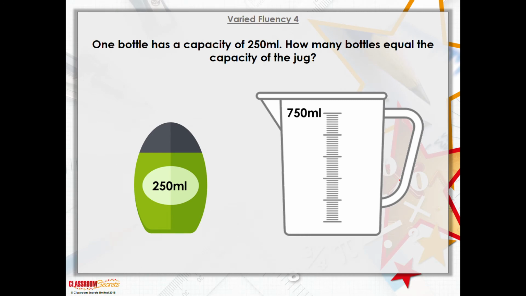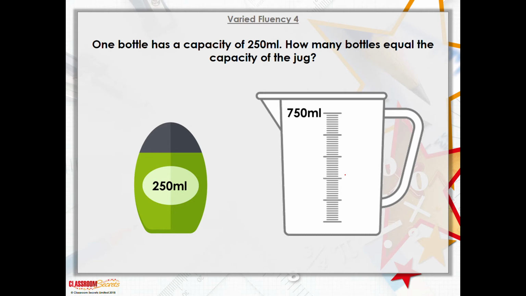And finally, question number 4. So 1 bottle has a capacity of 250 ml. How many bottles equal the capacity of the jug? So the jug holds 750 millilitres. And our bottle over here contains 250 millilitres. So we need to work out how many of these we can fit into our jug. So we need to see how many 250 millilitres we can get into our jug.